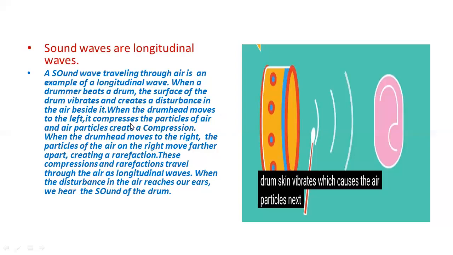So when the drum head moves to the left, which is the right in the diagram, it produces compressions. And when the drum head or the membrane of the drum moves to the right, which is our left, then what will happen? A rarefaction will be produced. So don't get confused in the left and right side of this.